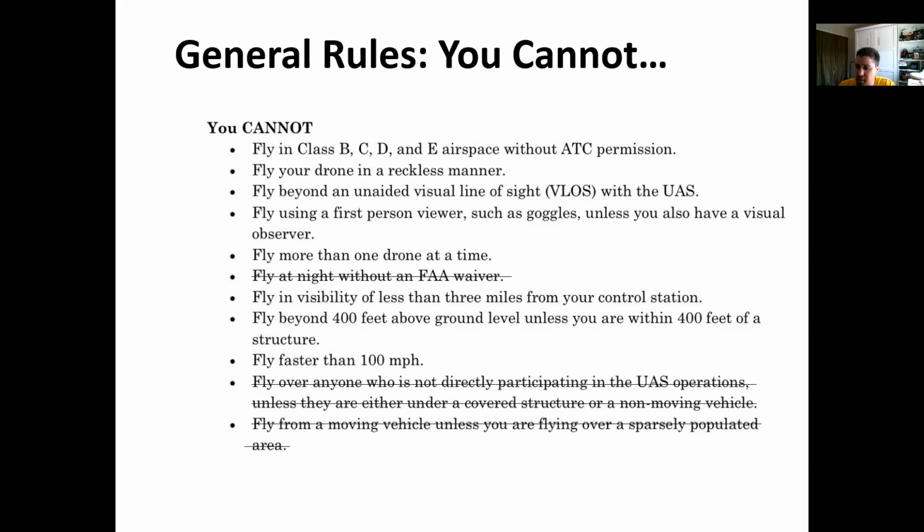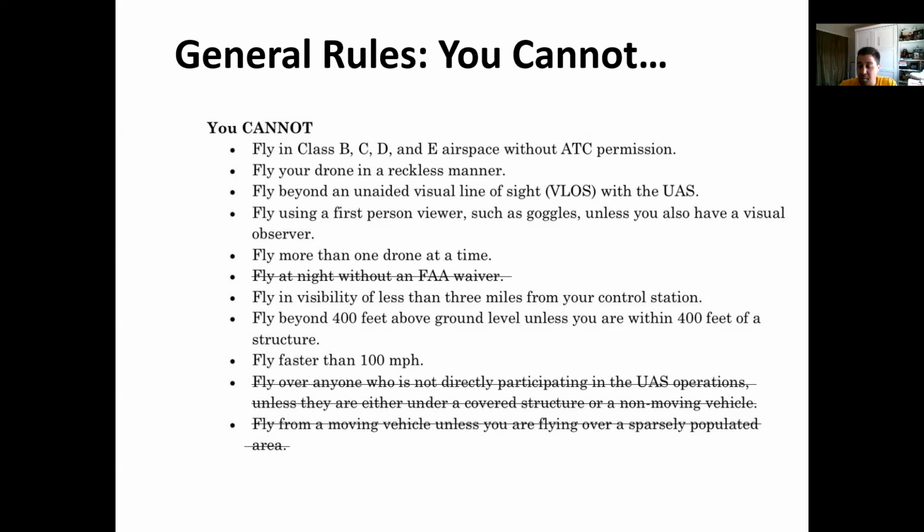Let's see, you cannot fly in visibility of less than 3 miles from your control station. That's important. That's going to be an important one. Okay, 3 miles. They want you to have visibility of 3 miles at least out. And so if there's foggy conditions or other cloudy conditions that are inhibiting your ability to see 3 miles away, then you're not supposed to fly.